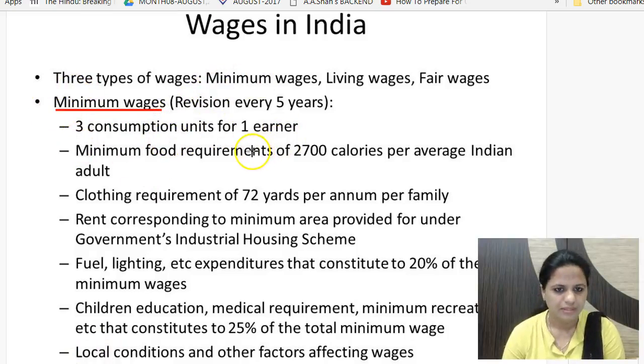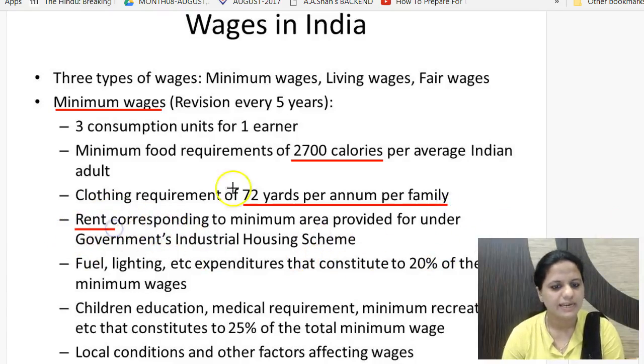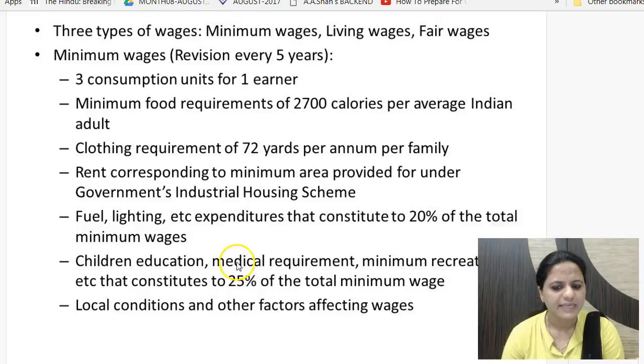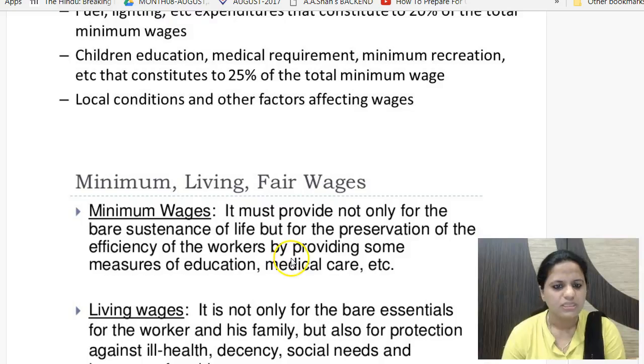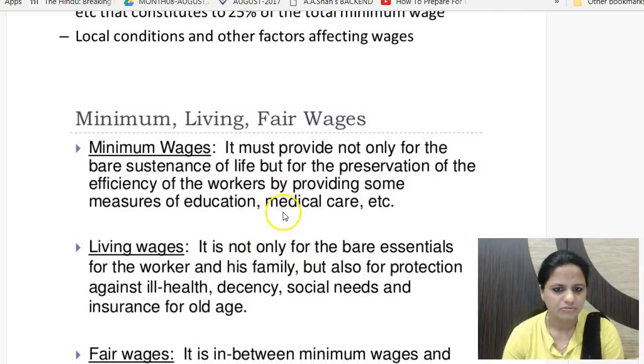It is for a family of 3 consumption units with 1 earner. So minimum food requirement of 2,700 calories per average adult, and clothing requirement of 72 yards per annum per family. Rent corresponding to the minimum area provided under the government's industrial housing scheme. So that rent provision is added up. Then fuel, lighting, etc. Expenditure on this should constitute 20% of the minimum wages. Children's education, medical requirement and minimum recreation should constitute 25% of the total minimum wages. So this and other factors are taken into consideration and the minimum wage is calculated. So this provides for bare sustenance of life, so that the efficiency of workers can also be ensured. Measures of education and medical care are also taken into consideration.